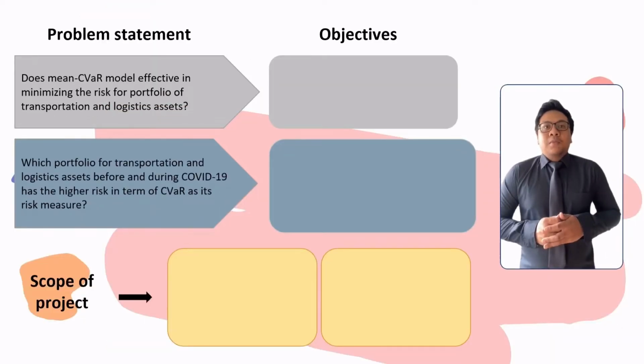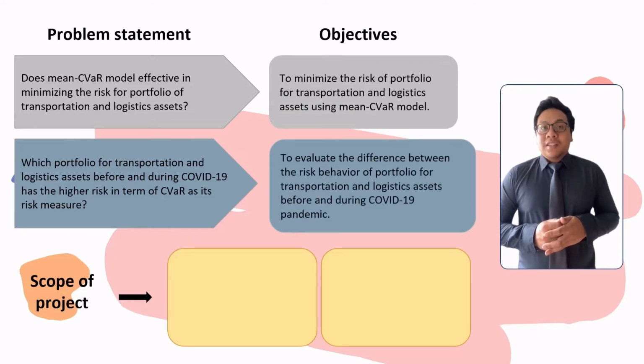Next is the problem statement. The focus of this research lies in finding the answers to the following questions. First, is the Mean-CVaR model effective in minimizing the risk for portfolio of transportation and logistics assets? Second, which portfolio for transportation and logistics assets, before or during COVID-19, has the higher risk in terms of CVaR as its risk measure? From these research questions, we set objectives that need to be achieved in this study.